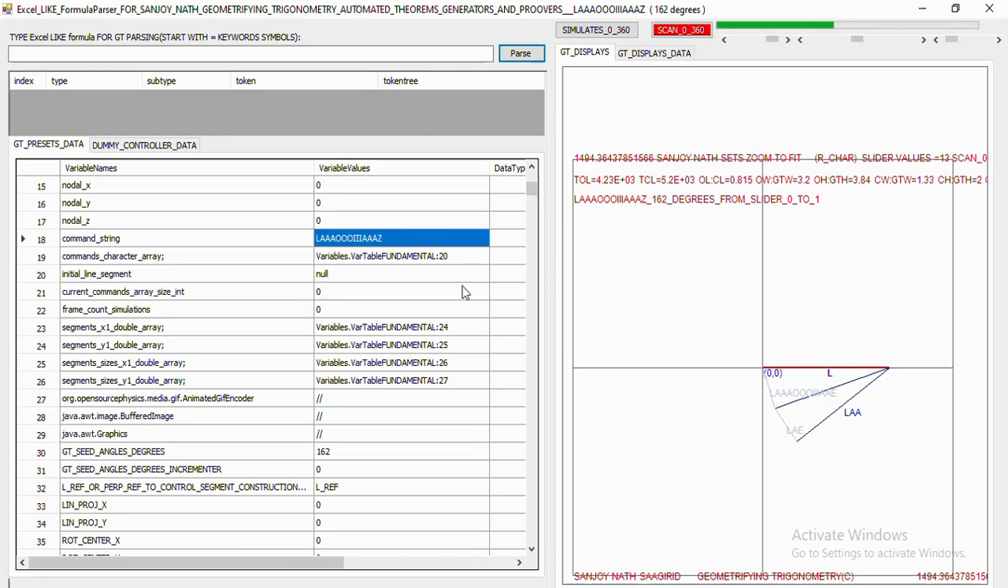So, Z is the final output line segment, where Z is written. That is the final output line segment. For every Gtsimplex, one initial line segment is given, and obviously there is a final output line segment, and you can see that there is a final output line segment.